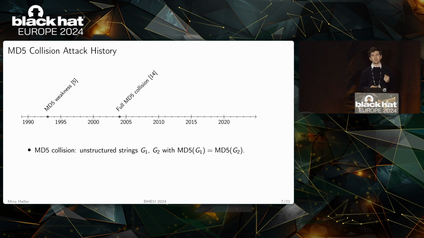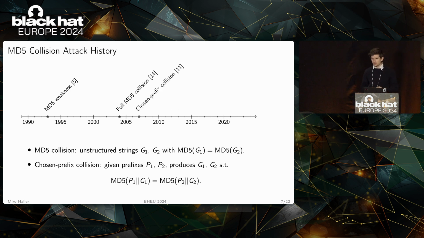The reason for this is that an adversary needs more control over the collision. And so an improvement over these collision attacks are so-called chosen prefix collisions, where the adversary can choose two prefixes, P1 and P2, and can then run the collision algorithm to produce gibberish G1 and G2, such that the MD5 hash of the prefix P1 concatenated with the gibberish G1 is the same as the MD5 hash of P2 concatenated with G2.